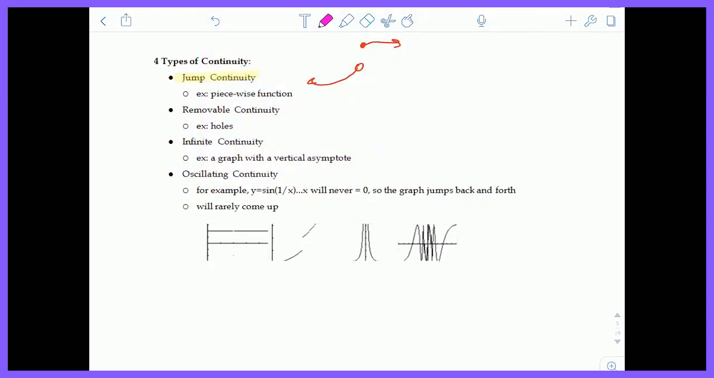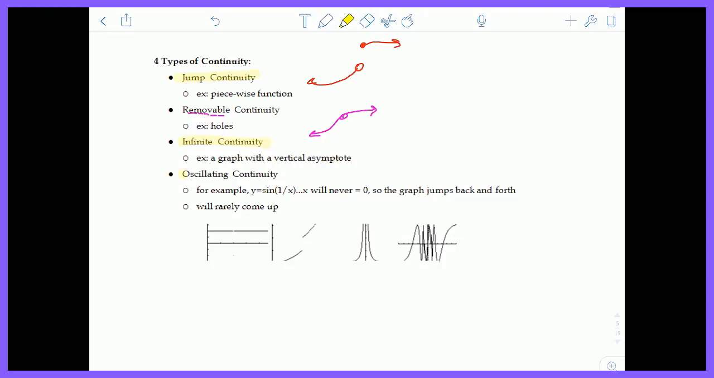A removable discontinuity is just like when you have a hole, so you've got a nice, clean, continuous function, but like right here, it's actually a hole, and it's undefined at that value. We call these removable discontinuities because you can actually remove them from the function, and that's something we'll look at in a minute. Infinite discontinuity is basically when you have a vertical asymptote, unremovable.